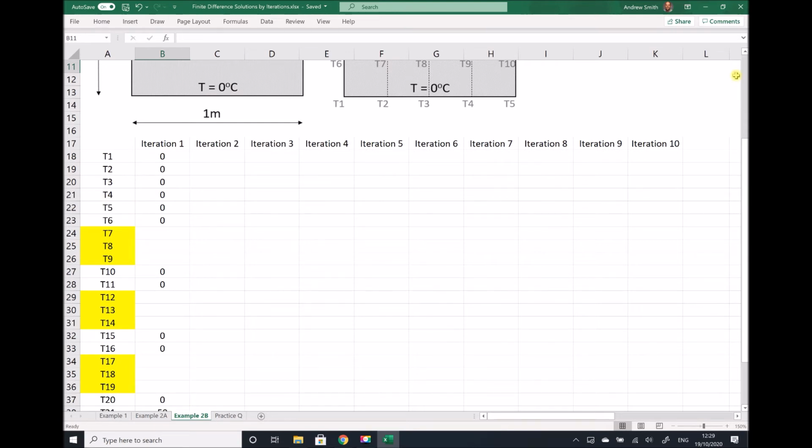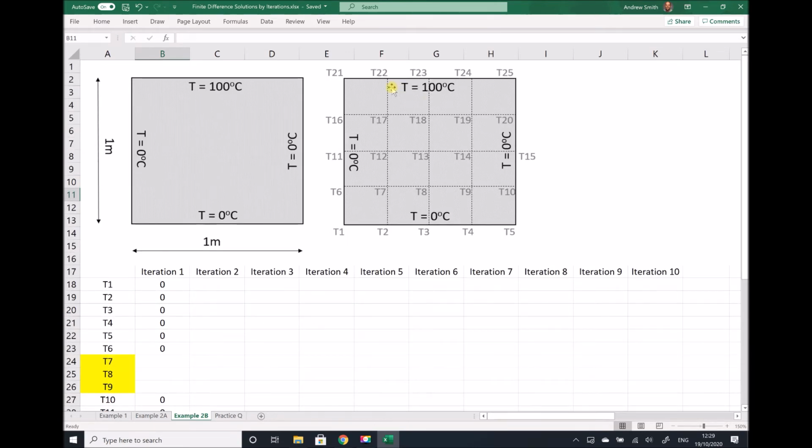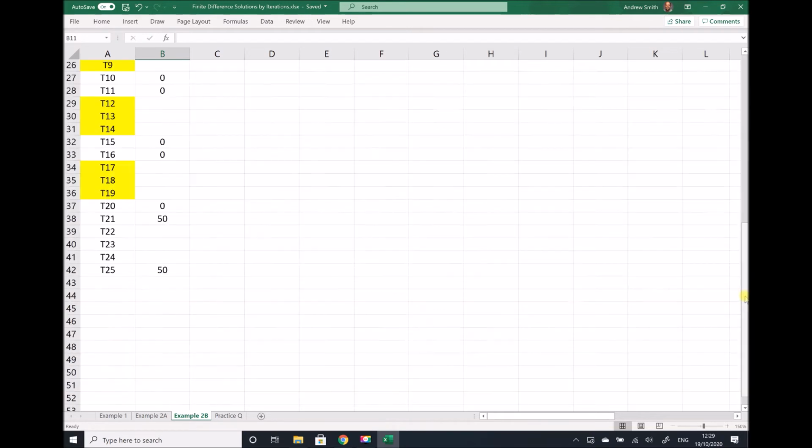We have our top nodes, 22, 23 and 24, and the temperature of each of those is going to be 100 degrees C as we would expect. They sit on the 100 degrees C boundary only. So 22 to 24 are all 100.